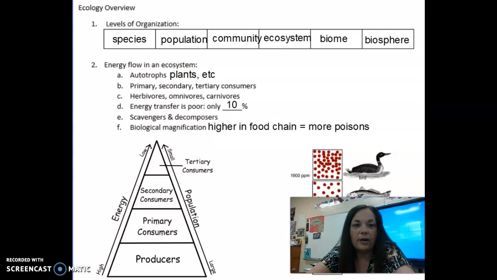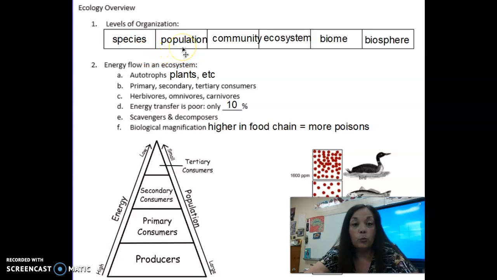So one of the first things you have to know is the levels of organization of what ecology covers. It can cover something as small as one particular species, all the way up to the biosphere, which is where life can exist. Okay, so let's go over these real quick. A species, you know what that is? That's any group of organisms that can successfully reproduce. So like all the red-breasted robins in a certain area, or all the hammerhead sharks in a specific area. That would be one species, okay?